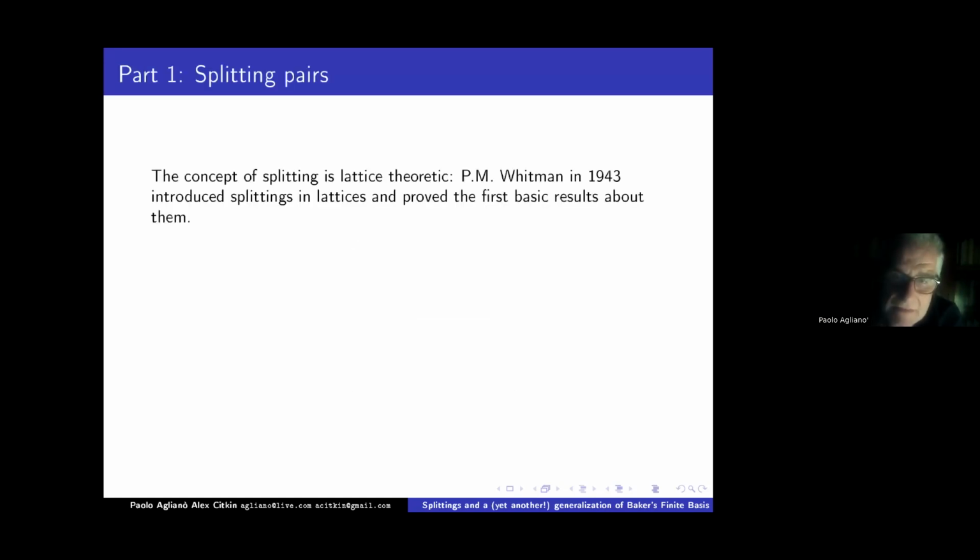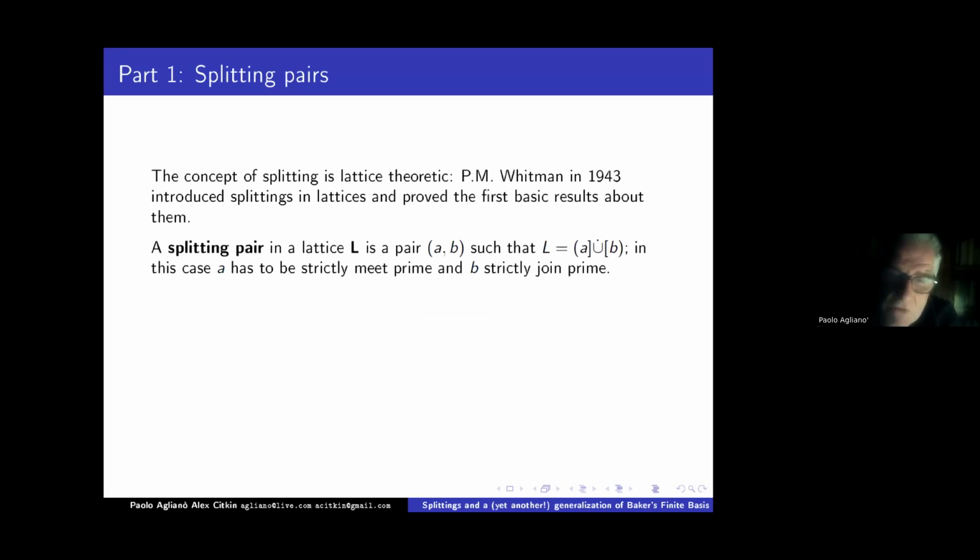The concept of splitting is a very old concept, dating back to the 40s. What is a splitting pair in a lattice? A splitting pair is a pair of elements A and B such that L is the disjoint union of the ideal generated by A and the filter generated by B. In this case, A has to be strictly meet prime and B strictly join prime, or completely meet prime and completely join prime. I don't know how you want to say it, but it's the same.